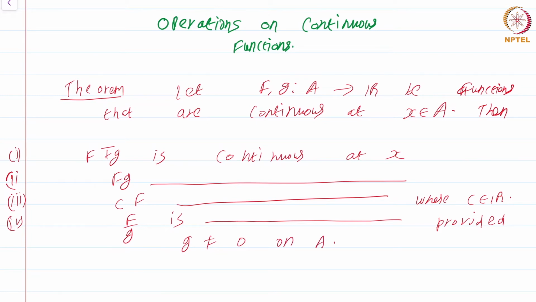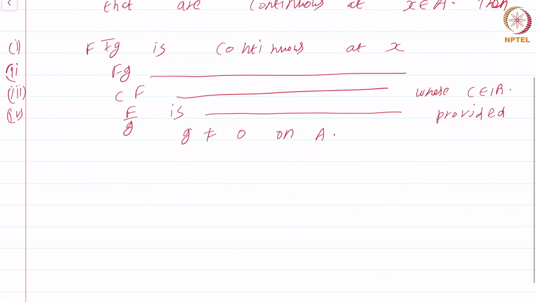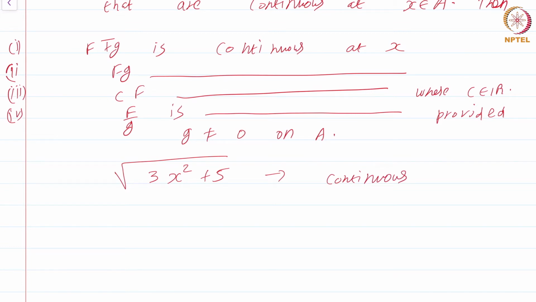Of course, the last thing can be finessed and a better version be made, but I am not going to bother doing it. So this theorem just follows immediately from all the theory that we have so far developed. Okay, now suppose I were to ask you, look at the function square root of 3x squared plus 5. Is this function continuous? First of all, what is the domain of the function?